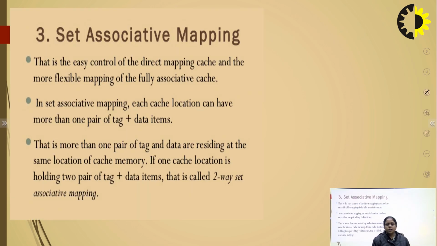That is the easy control of the direct mapping cache and the more flexible mapping of the fully associative cache. In set associative mapping cache, each cache location can have more than one pair of tag plus data items. That is, more than one pair of tag and data are residing at the same location of the cache memory. If one cache location is holding two pairs of tag plus data items, that is called two-way set associative mapping.